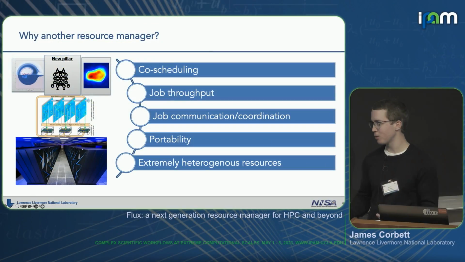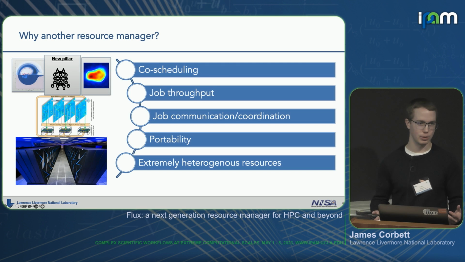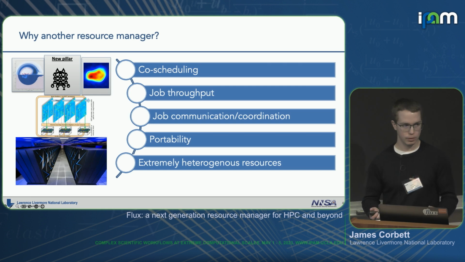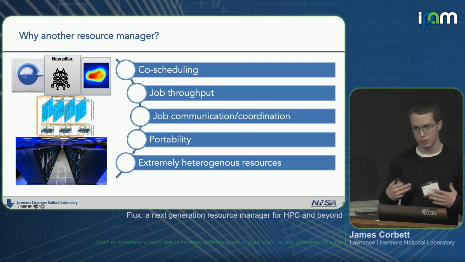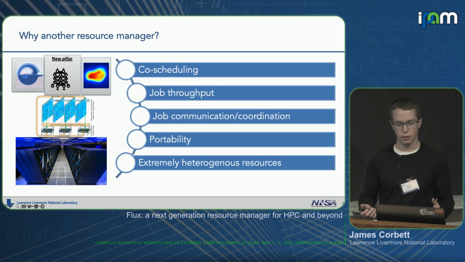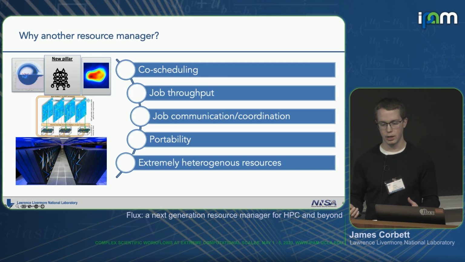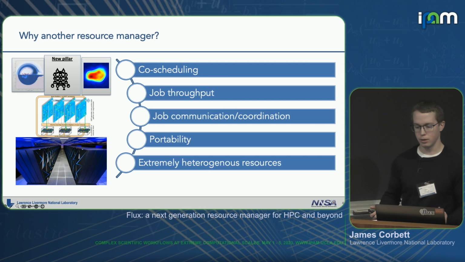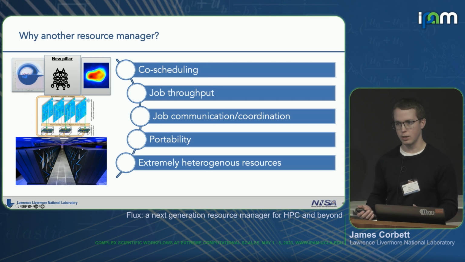So probably the most important question is, why did Livermore choose to develop another resource manager when there are already several out there with proven track records? There are a couple of reasons. The people originally behind Flux, of which I'm not one, noted significant trends towards complex workflows, extreme resource heterogeneity, and converged computing, which are rendering traditional resource managers increasingly ineffective.